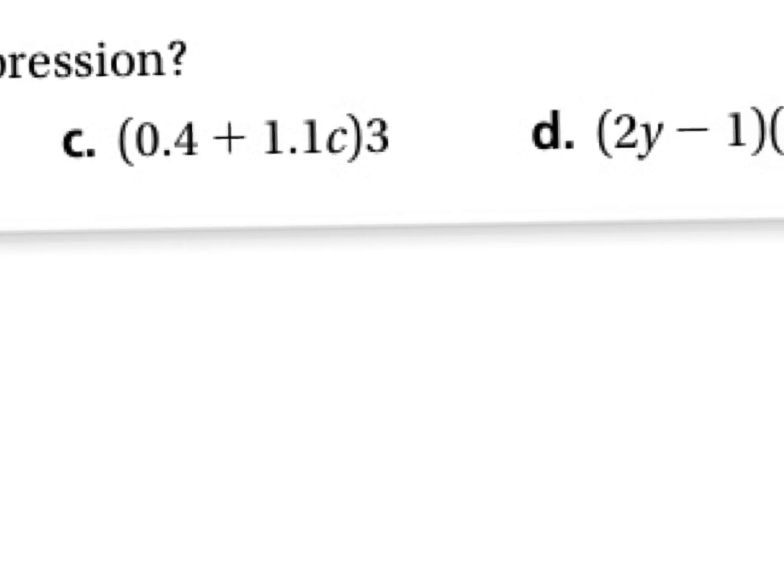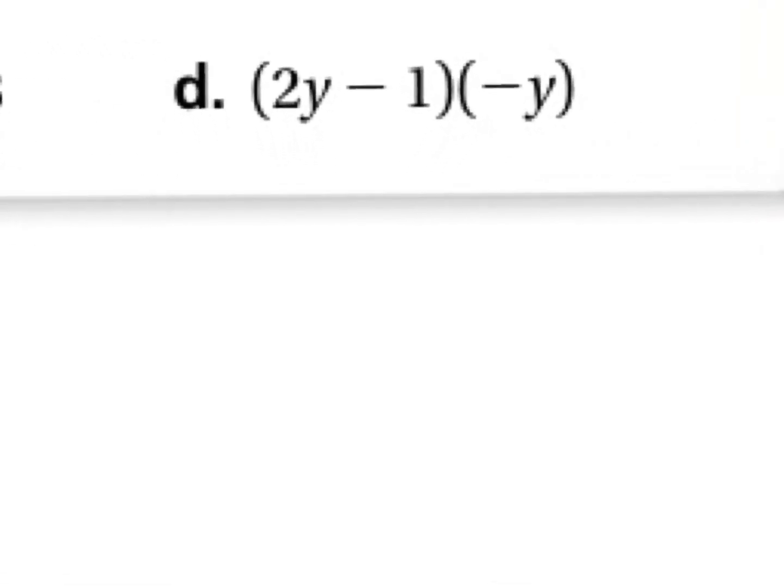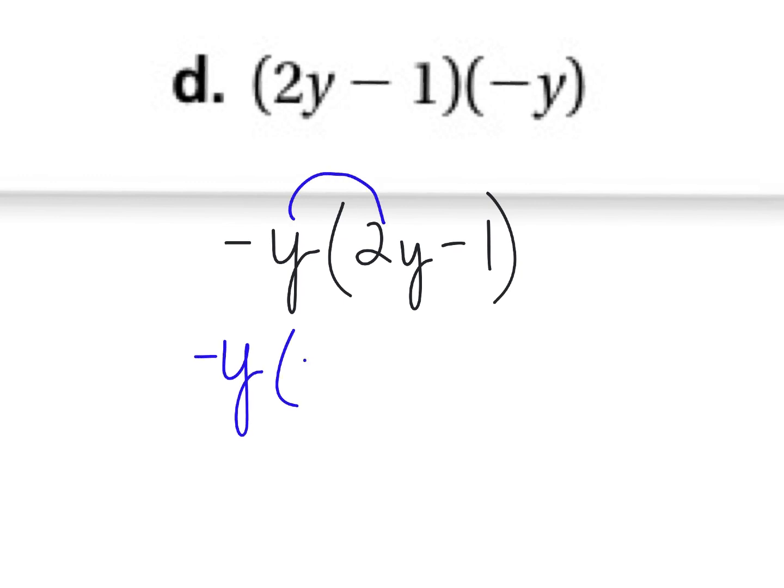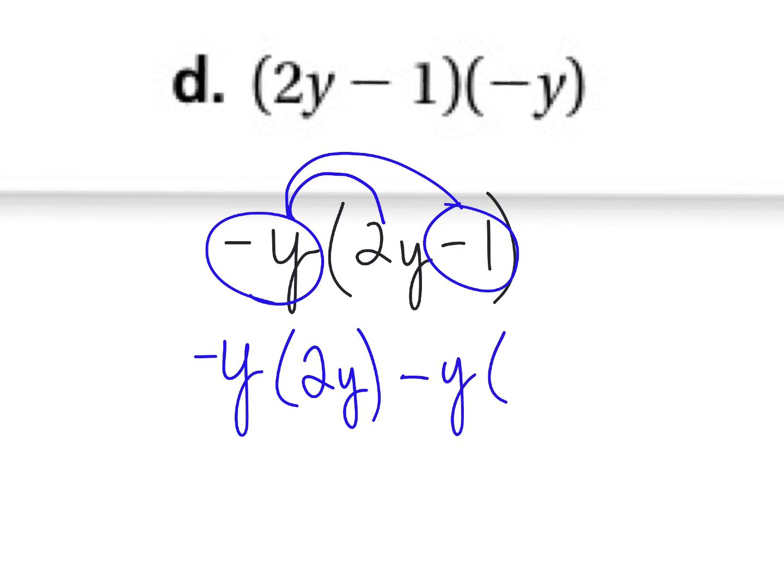We're going to skip over to part D. Part C, I would recommend pulling that 3 out in front and then multiplying, and you should get 1.2 plus 3.3c. D, similar idea. I would recommend we change the order here, commutative property, pull the -y out in front, and then distribute. So we're going to distribute this, so -y times 2y, and then however you want to do this, I kind of like saying it's minus y times -1, or -y times -1.